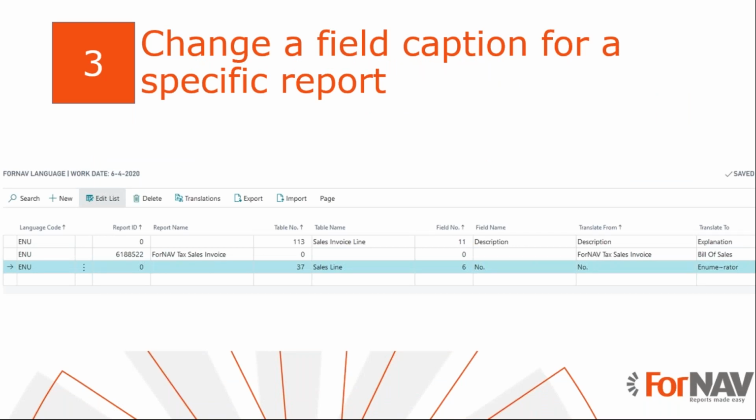Adding a translation for a specific text works well, but it is a bit of a blunt instrument. What if I need to change a caption on a specific report or on a specific table? For this, we have added the objects function in the Fornav language page. Here you can override report captions, table captions, and field captions.